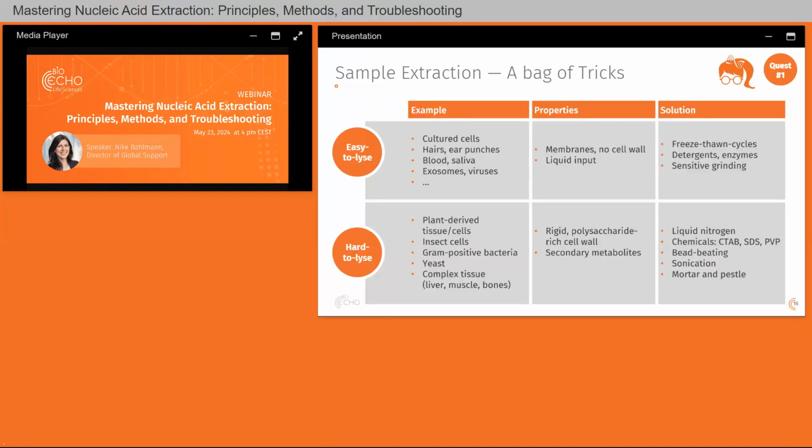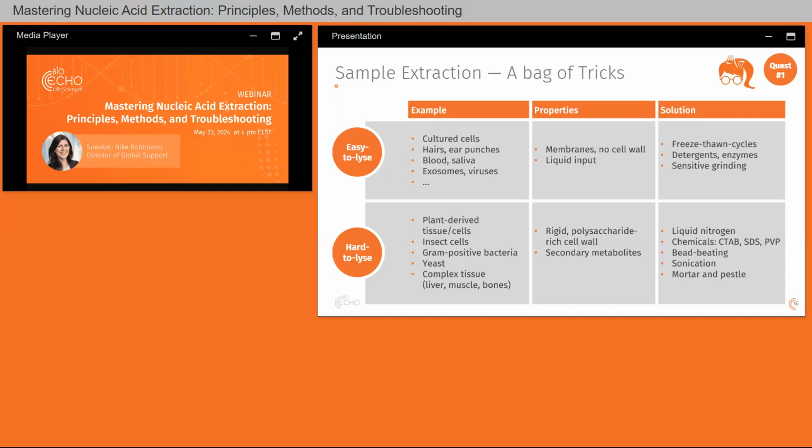Usually I'm trying to give you some tips, which you can always go back and watch the video again. As I said, I try to divide samples into easy to lyse and hard to lyse. So try to make it easy. For example, easy to lyse are cells, very easy. Exosomes, viruses are very easy to lyse. Hard to lyse could be plant tissue, tissue itself, but also insect cells because they have a cell wall, and also gram-positive bacteria or yeast. So there it really helps to maybe add a bead-beating step prior to lysis.